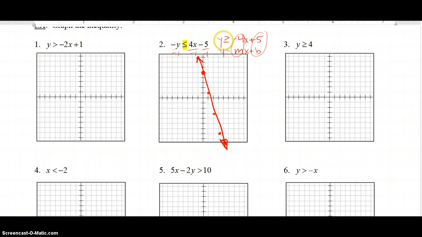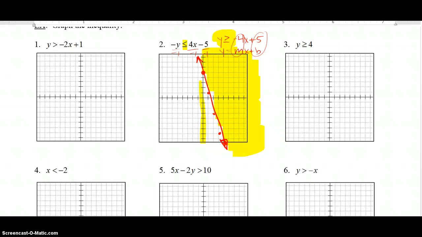Okay, so we want y's that are greater than or equal to. So if I have a part of the y-axis up here and I have a part of the y-axis down here, which part should we shade? If we want the y's that are greater, all of these values are going to be bigger than the ones below. So this is the part of the graph that we should shade because it includes the y-axis that is greater than.